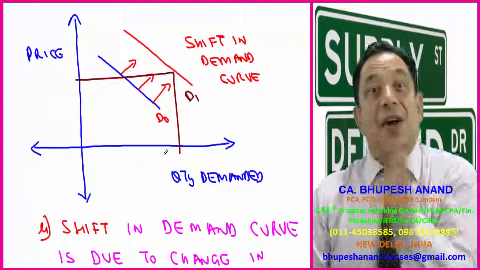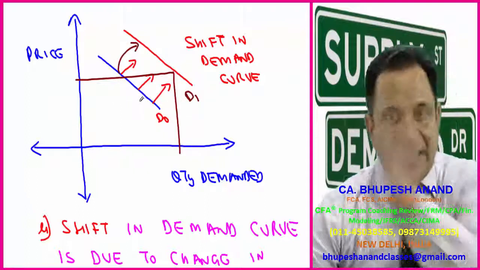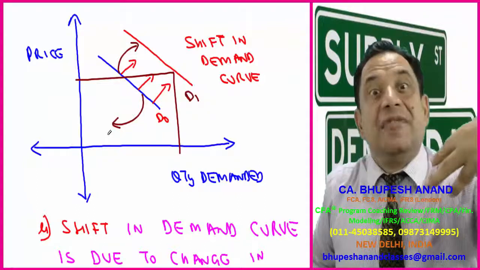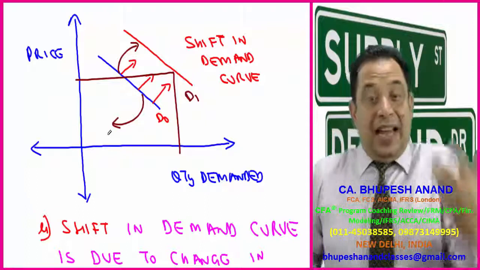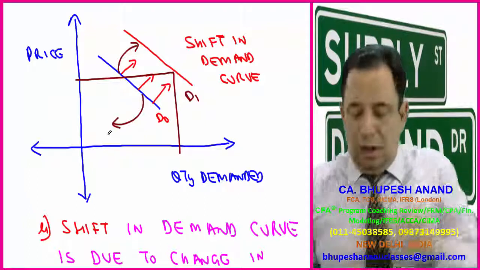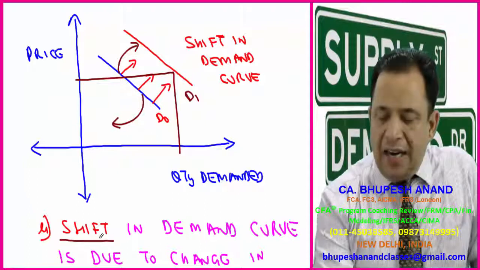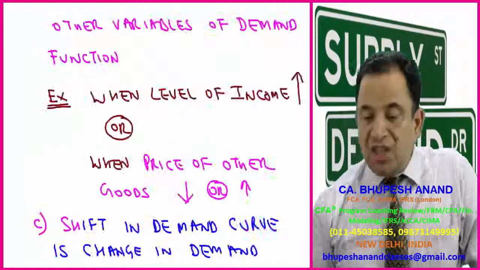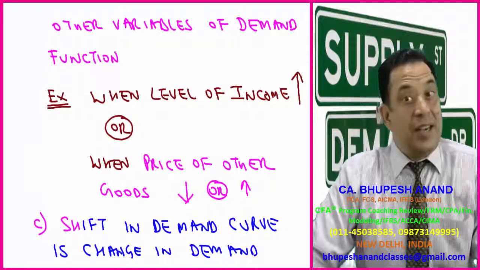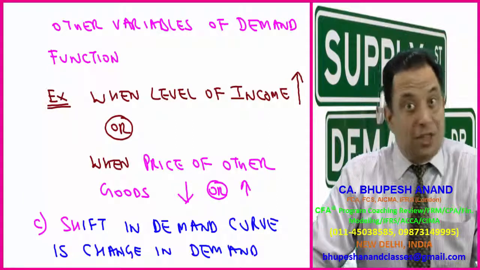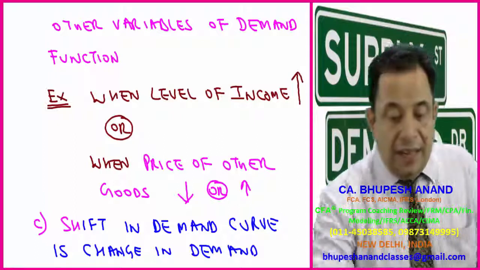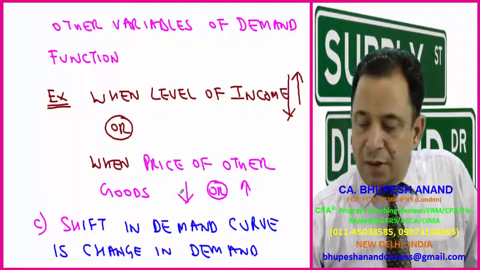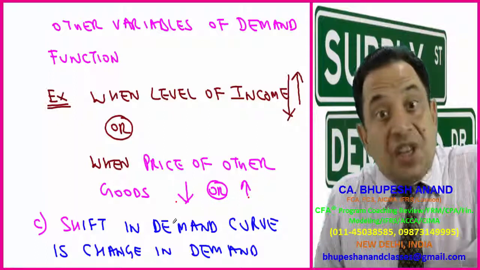Now that is named as shift in the demand curve. My demand curve can shift either to the right side or to the left hand side. That we have to take care of, because a right hand shift will tell me something different from a left hand shift. In point B I have written that a shift in the demand curve is due to a change in, this is important, other variables of the demand function. And we know the variables of the demand function: income, price of substitutes, price of complementary products. So when the level of income increases or decreases, or when the price of another product increases or decreases, there will be a shift in the demand curve.